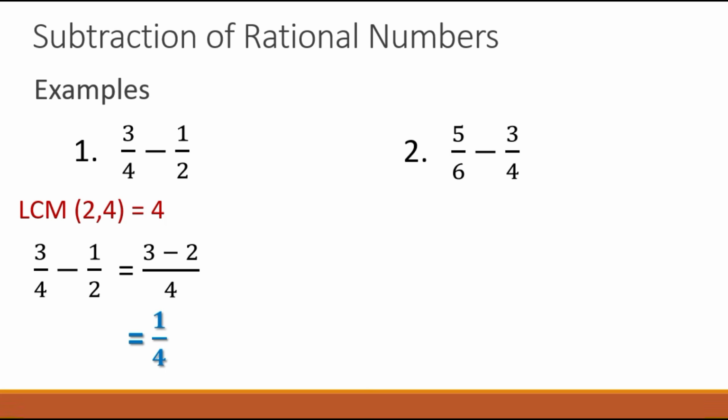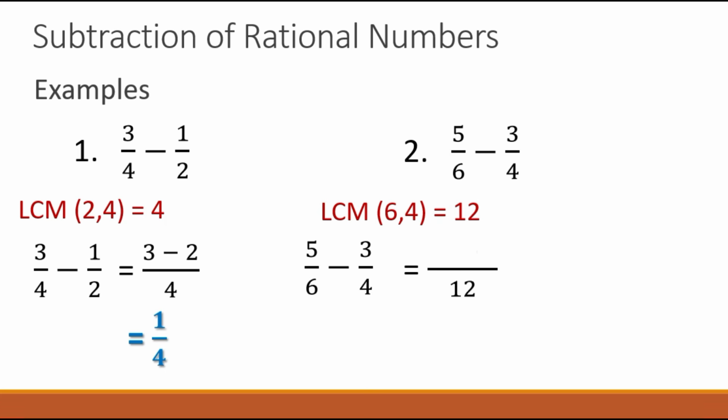Next, we have 5 over 6 minus 3/4. First, get the LCM of 6 and 4. So the LCM is 12, because 12 is the lowest number that can be divided by both 6 and 4. Copy the given. Write our LCD, which is 12. 12 divided by 6, that's equal to 2. 2 times 5 is equal to 10. Copy the minus sign. 12 divided by 4 is 3. 3 times 3, that's equal to 9.